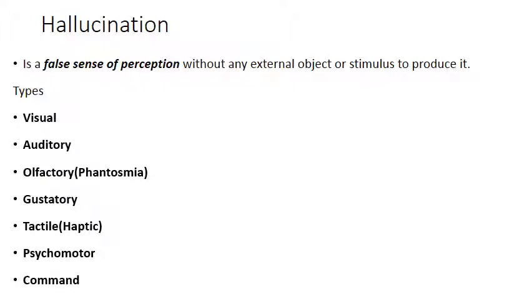There is no external object or stimulus there, but he sees some things. He perceives by one of his senses, that is the eyes or the sight, and he sees some imaginary things which do not exist. That is visual hallucination, most common in alcoholic persons.